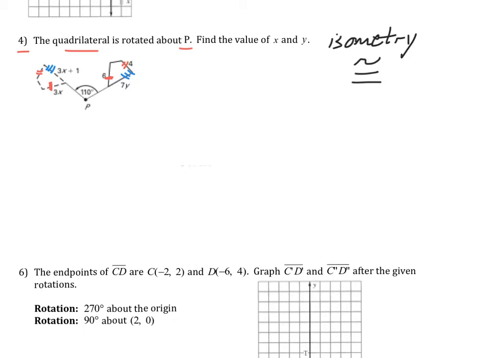So let's try to set up a couple different equations. Let's start with this side that matches up to this one. So we have 3x equals 6. Now, another equation I can come up with is this side that is equal to this side. So I end up with 3x plus 1 equals 7y.